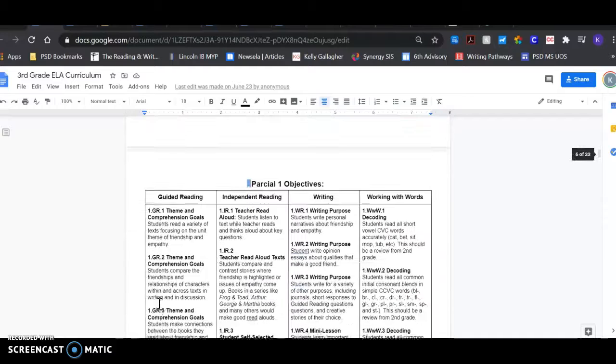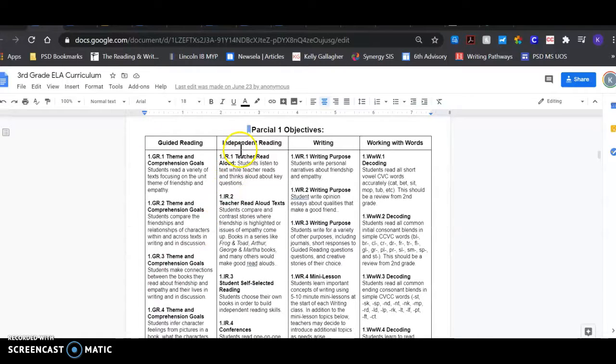Then you're going to dive into each partial. So partial 1 objectives are divided into the 4 blocks. Okay, independent reading is something you're going to do every day. You're going to set that up at the beginning of the year. Students are going to do a book report at the end of each partial for that. This is a system you're going to put in place at the beginning of the year that's just going to continue throughout the year.